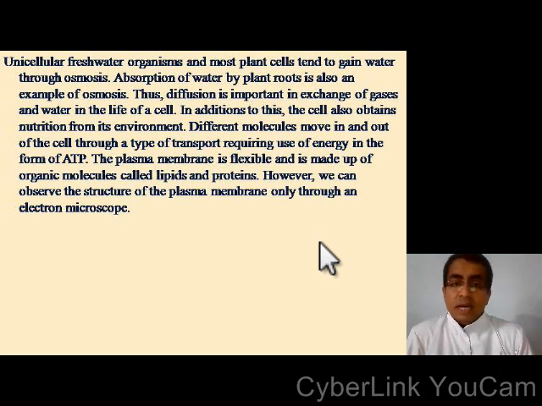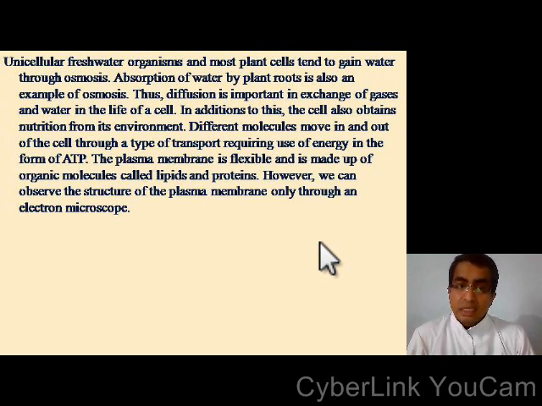Unicellular freshwater organisms and most plant cells tend to gain water through osmosis. Absorption of water by plant roots is also an example of osmosis. Thus, diffusion is important in the exchange of gases and water in the life of a cell.